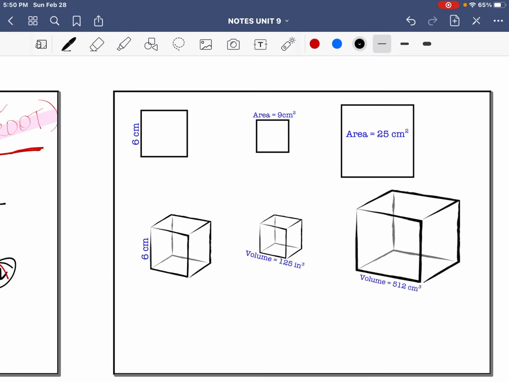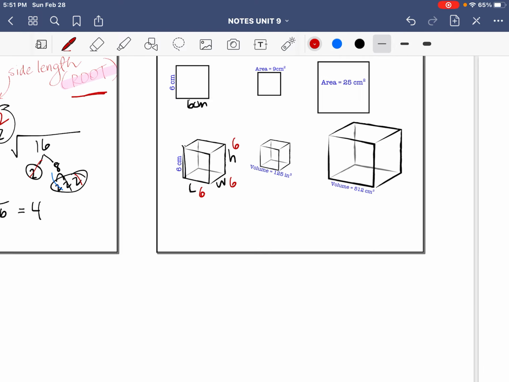Now, let's try this a little bit on a couple of these. If I have a square and the side length is 6, because all squares have the same side length, I know this one is also 6. If I have a cube, in order to find the volume of a cube, that's going to be length times width times height. So on this one, that would be a 6 and a 6 and a 6.